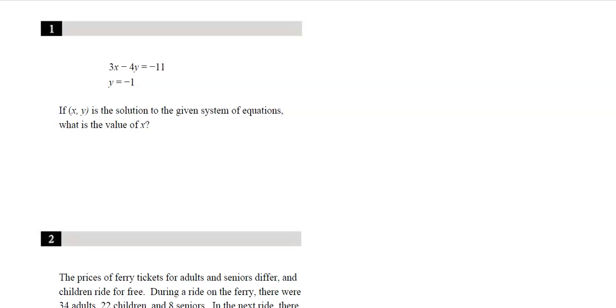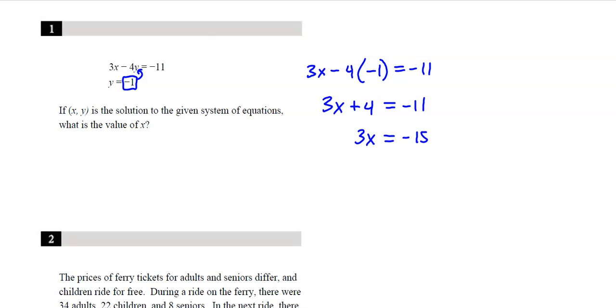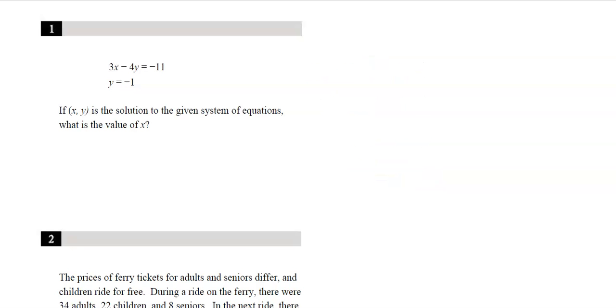Number 1, I believe this one is set up really nice for substitution because we already know what y is. y equals -1, so I'm going to plug it in there and I get 3x plus 4 times -1 equals -11. 3x minus 4 is -11. Add 4 to both sides. I messed that up, because that's supposed to be a minus. So a -4 and -1, that'll be +4. So I add 4 to both sides, and I get 3x equals -15. Divide, and I get x equals -5. So that's the answer for number 1. We do not have to go back and get y.